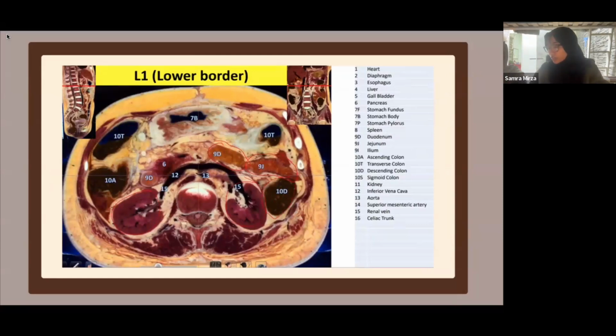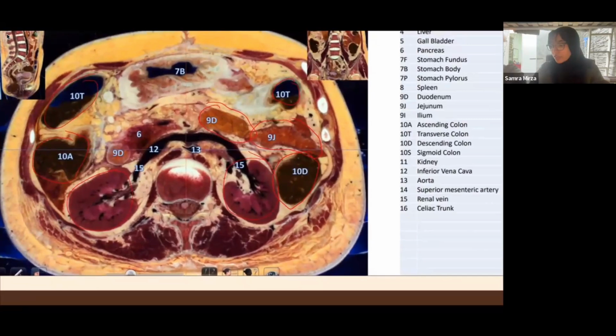Again, we have our large intestine here, our colon. And we're going to focus on this area right here. So we have our aorta here, and the swelling part is the inferior vena cava. But if you notice, we have our renal veins also coming and joining to the inferior vena cava. If you remember, the right renal vein will directly join with the inferior vena cava. Meanwhile, the left renal vein will have to cross over the midline to join with the inferior vena cava.